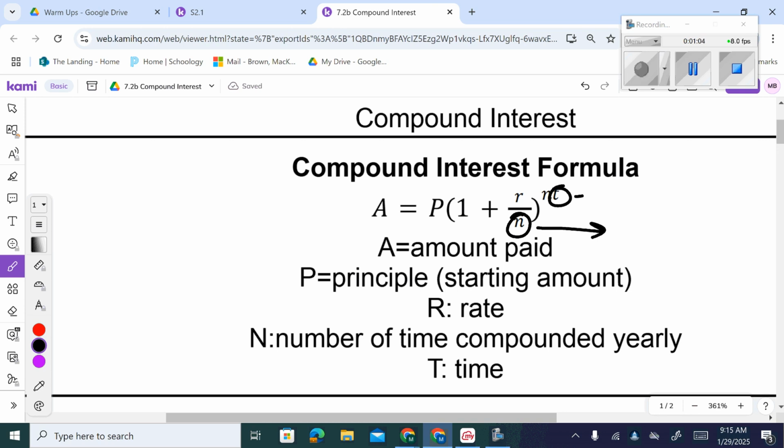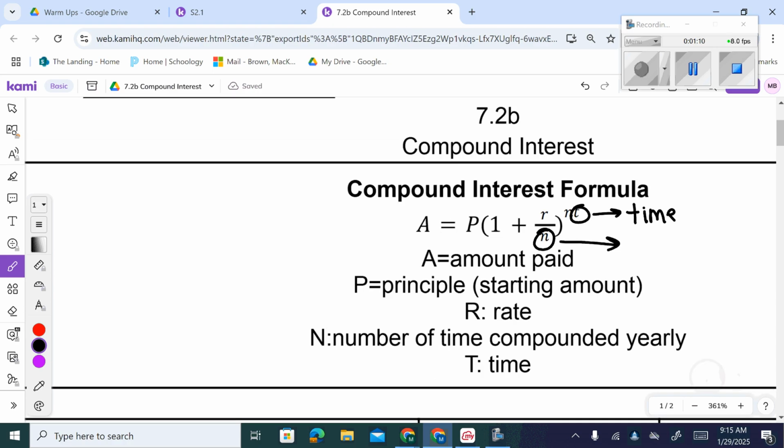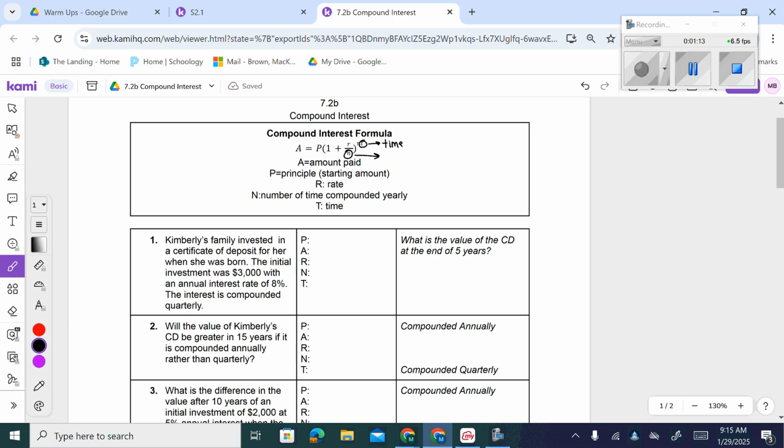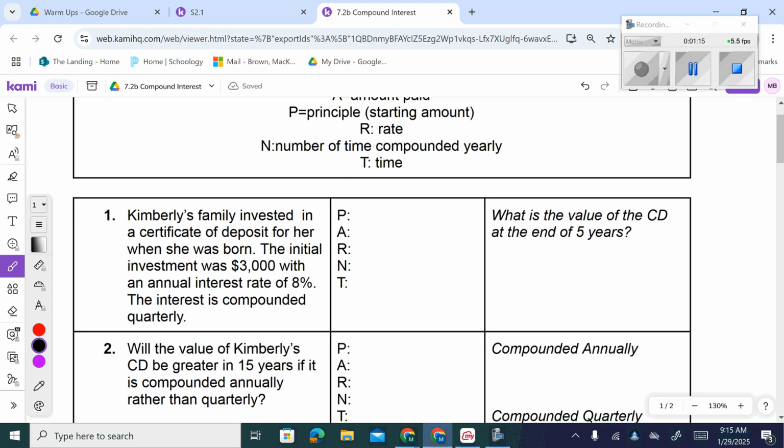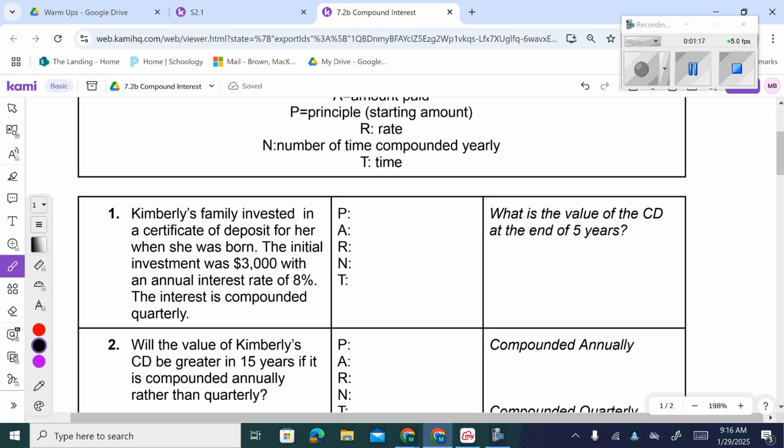What do you think T is? The amount of time. So if they're asking in 5 years, that's where you would put that 5. Okay? So if I'm looking at number 1, it says Kimberly's family invested in a certificate of deposit for her when she was born. The initial investment was $3,000 with an annual interest rate of 8%. The interest is compounded quarterly. Anybody know what a certificate of deposit is?